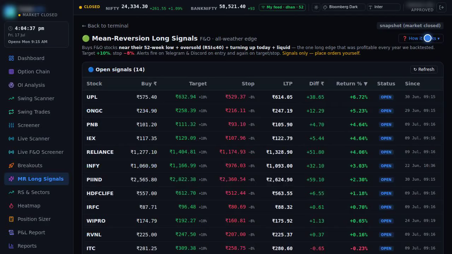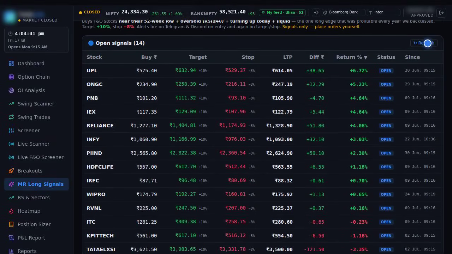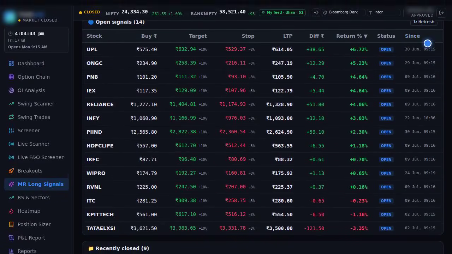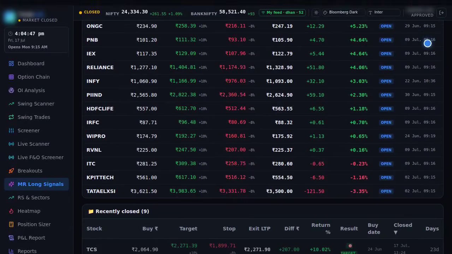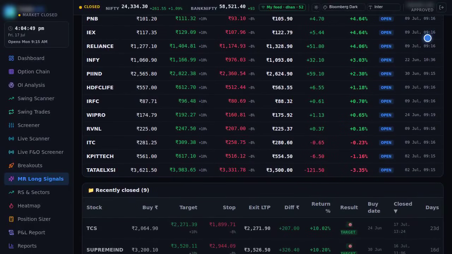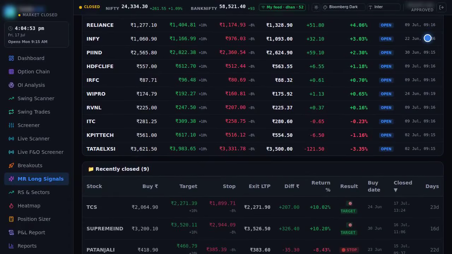Finally, the live signals themselves. The open signals table shows setups that are currently active, with the buy price, target, stop, latest price and live return. Below it, the close table shows how past signals finished, whether they hit target or stop. You can sort any column just by clicking its header. And every entry and exit is also sent to your Telegram and Discord automatically.